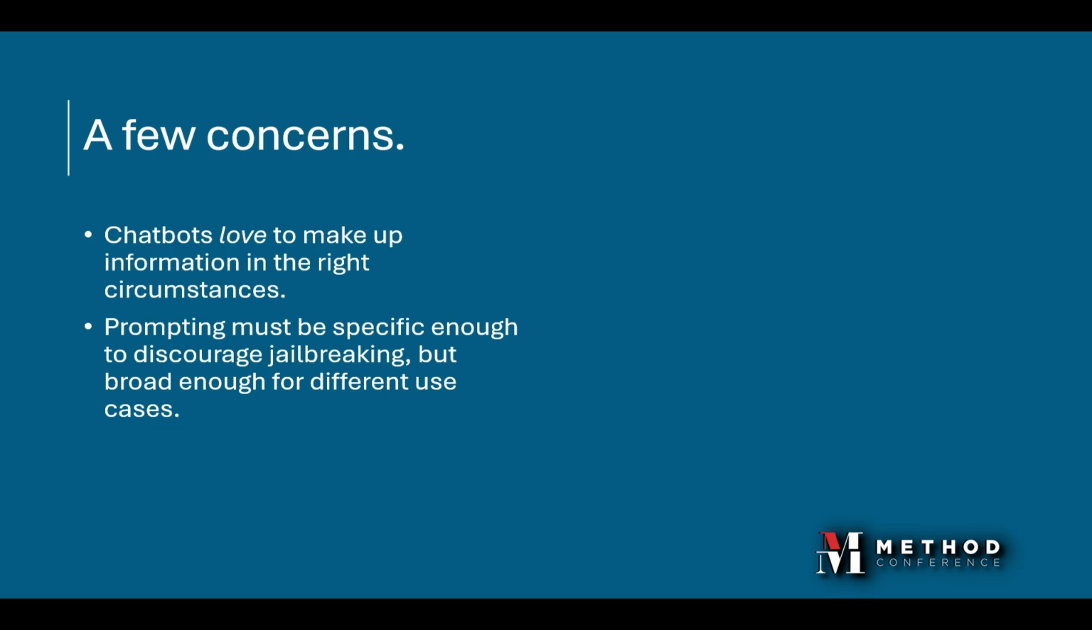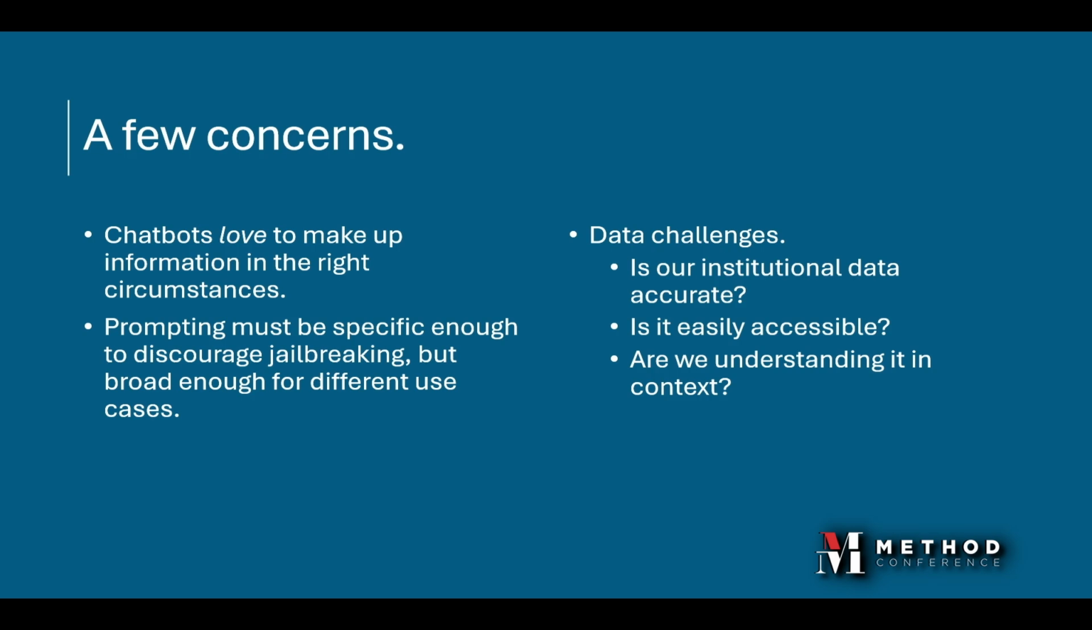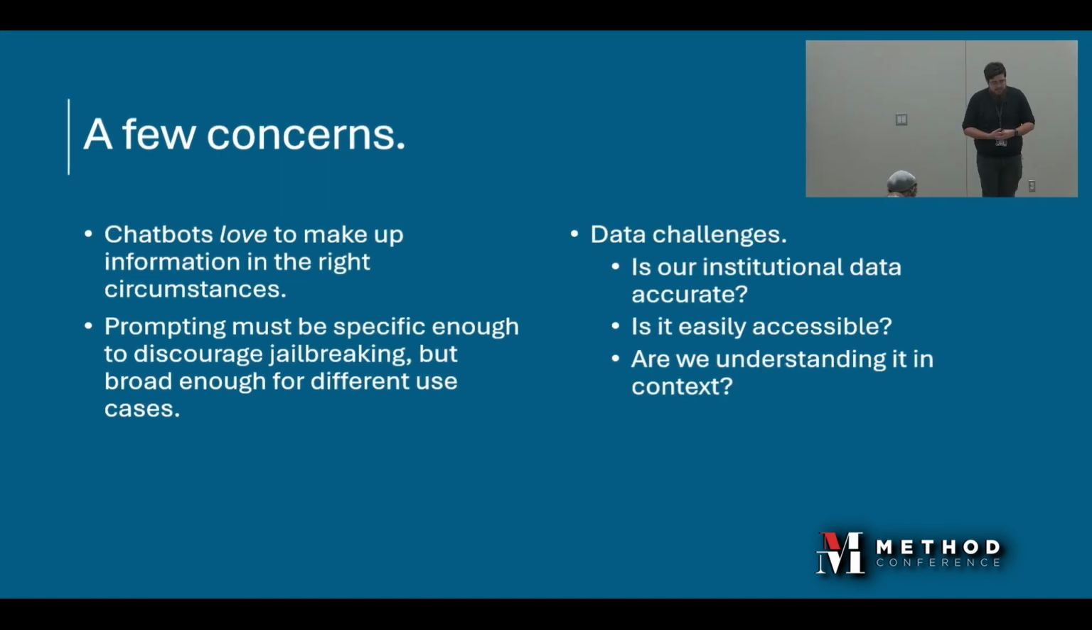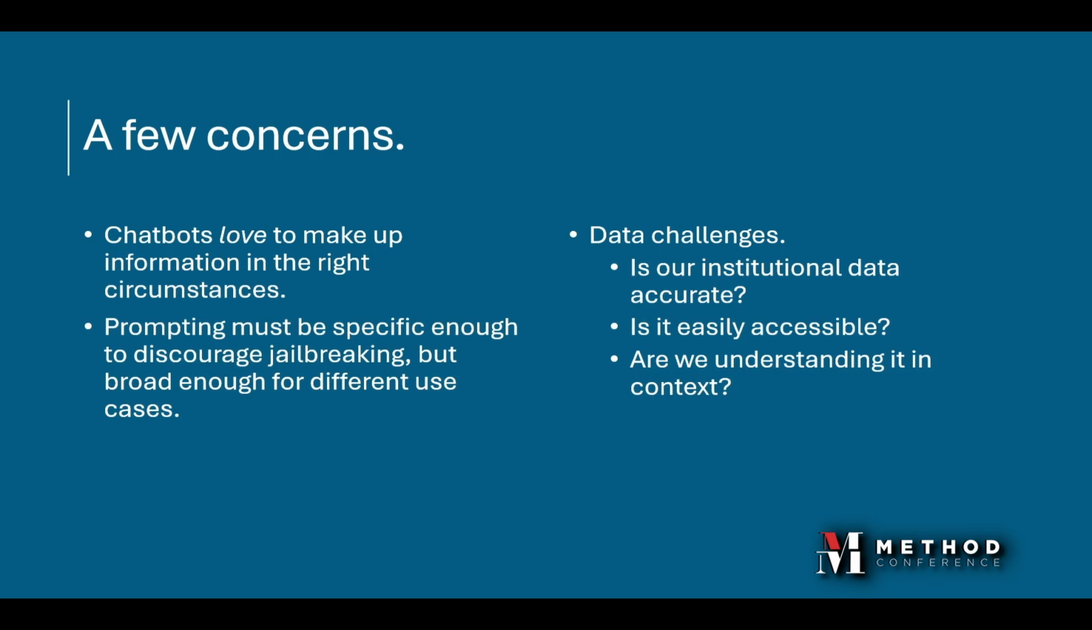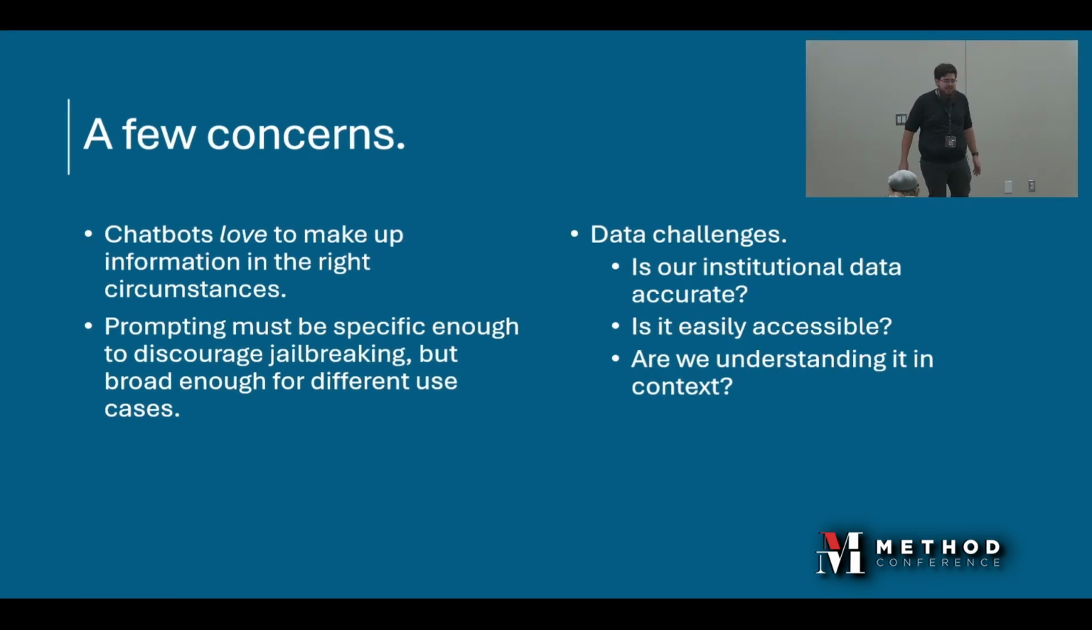Right, we want it to be specific enough to discourage jailbreaking, but broad enough for different use cases. Right, you want it to think creatively, but within certain boundaries. And then data challenges, right? Is our institutional data accurate? Is it accessible? Are we understanding it in the right context, right? Because we learned that the word persistence in our institution has a specific organizational business meaning. When we were talking to people about this term, they told us that. And then when we were trying to build, like I said, this dashboard project, we ran into this wall where people were like, that's not what persistence means, because we were using it in a different context. So are we evaluating data in the correct context in business operations or organizational context, right? These are important business questions, right?